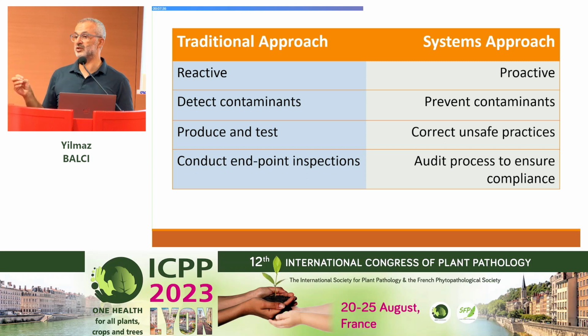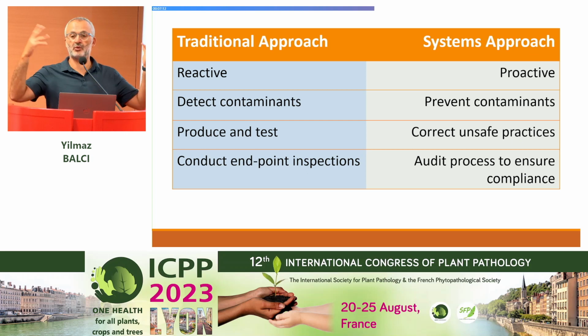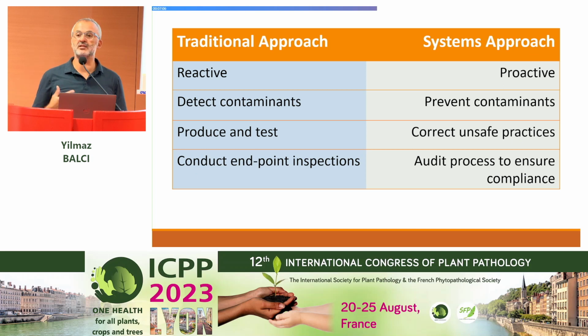But in the systems approach, the idea is being proactive. So you think about the potential of a pest emerging in a system. In a traditional approach, at the port of entry, we detect contaminants. So we target something that is a contaminant or a hijacking insect or whatever. And in a systems approach, the idea is, to begin with, we want to prevent those contaminants. We don't just want to police, but we want to make sure that the system produces clean material. So there's prevention there.